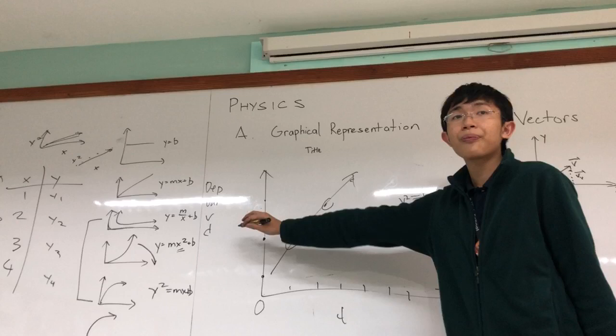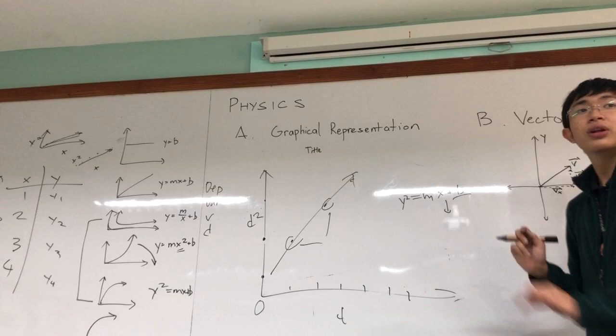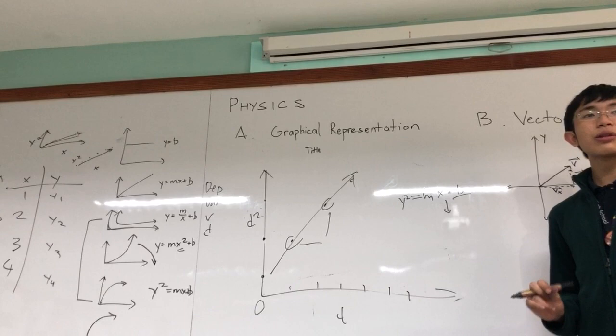The length of the pendulum versus the time it takes. Know which is the independent and dependent. Again, independent is the one that you change, and then the dependent is the one that you record after you change it.